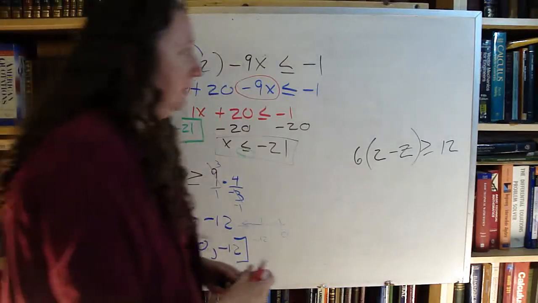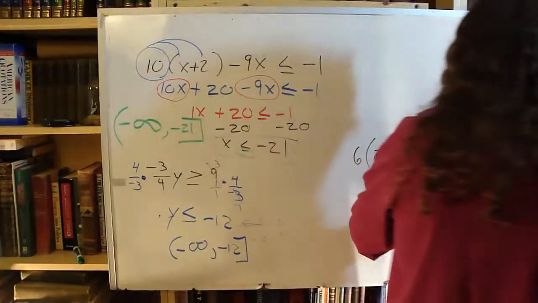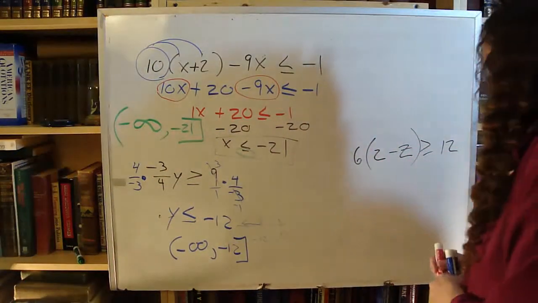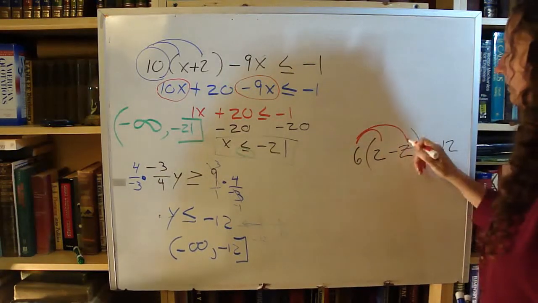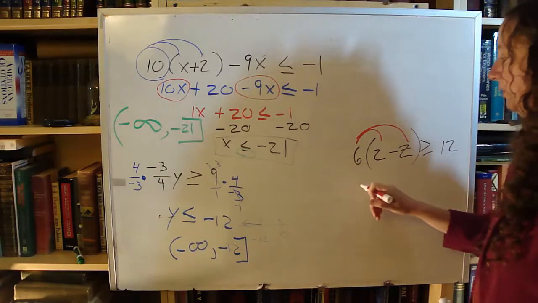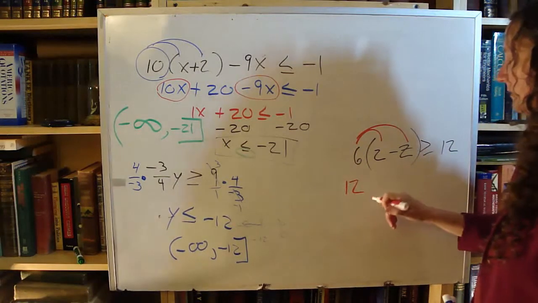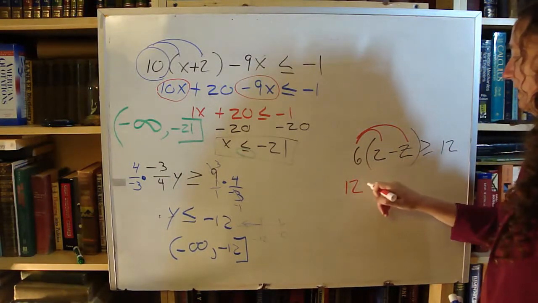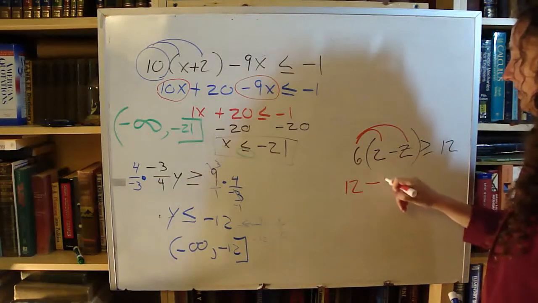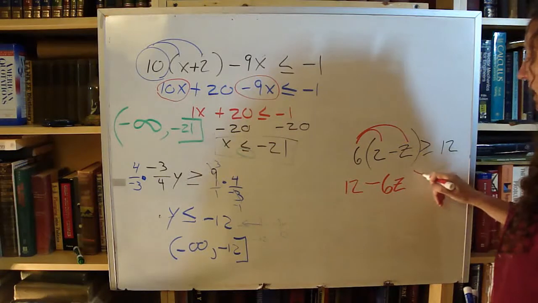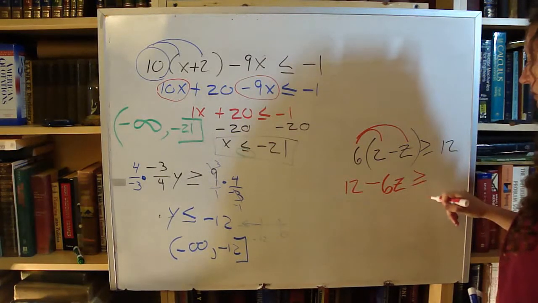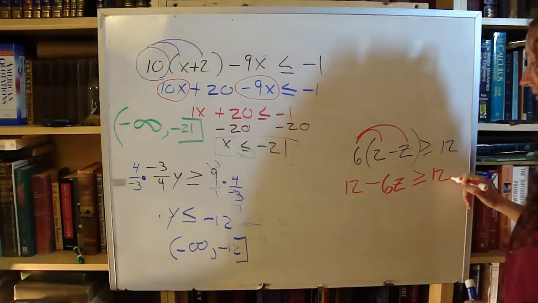Going over to this problem. First thing I want to do is distribute. So 6 times 2, 12. Positive times negative, negative. 6 times z, 6z. Carry down my greater than or equal to. Carry down my 12.